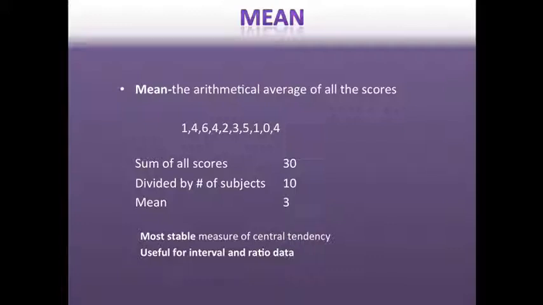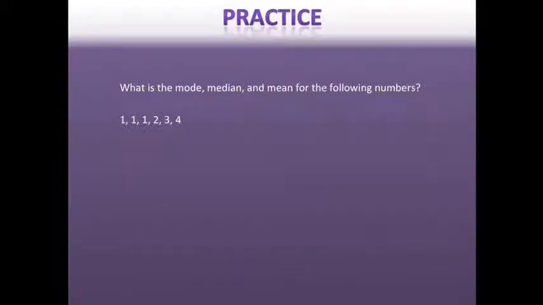Now, this might seem simple, but it's actually fairly common that I go into papers that maybe haven't been reviewed very carefully, and I actually see published papers where they report means for things that are actually ordinal data. So it is something that you need to pay attention to. All right. So here's just a little bit of practice. Take a look at this. What is the mode, median, and mean for the following numbers?